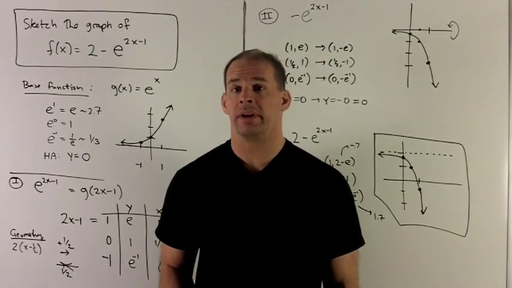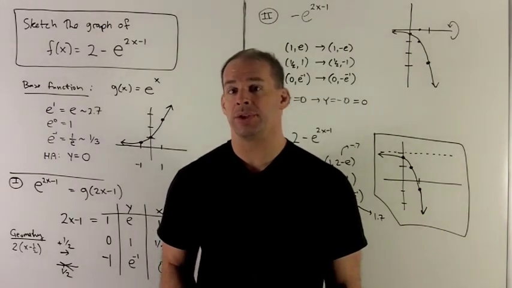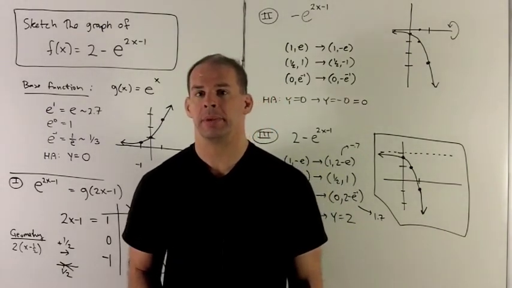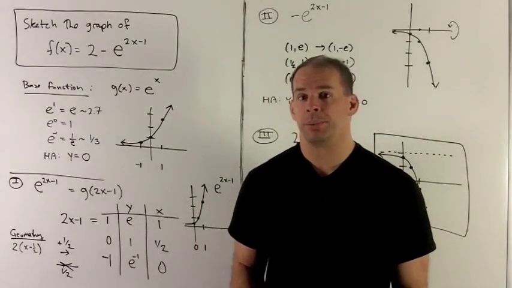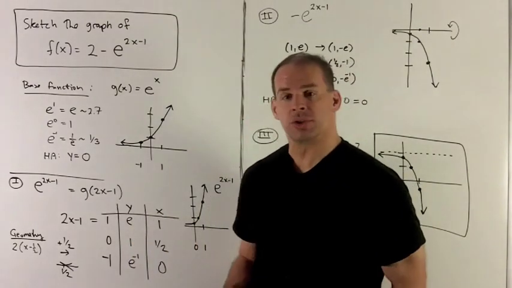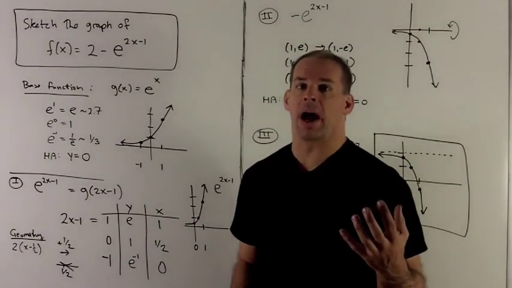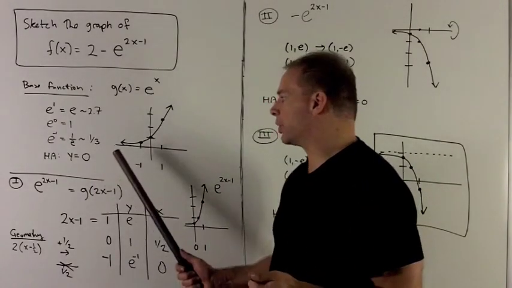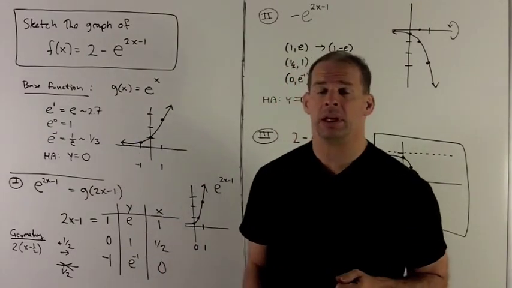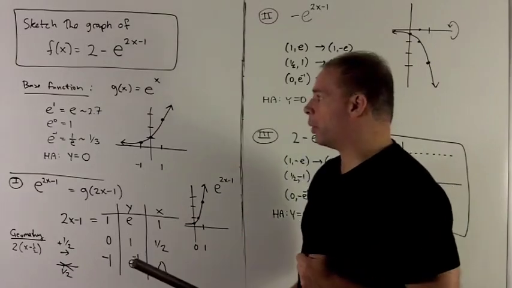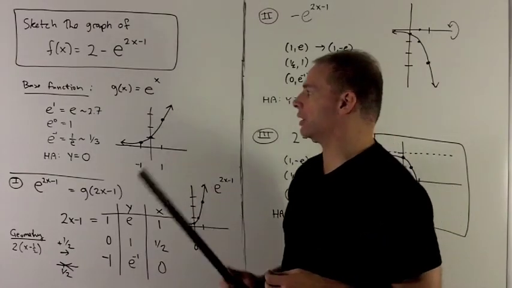Sketch the graph of f of x equals 2 minus e to the 2x minus 1. To start off, I want to sketch my base function, which is e to the x. So remember, for e to the x, there are 4 things you need to memorize. Where the horizontal asymptote goes, that's going to be the x-axis, y equals 0. And then 3 points. The points where I put in 1, 0, or minus 1 into the function.